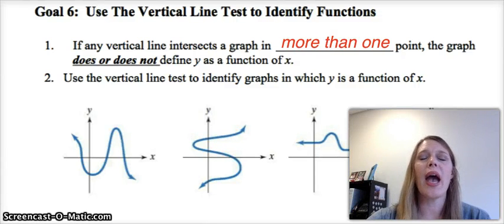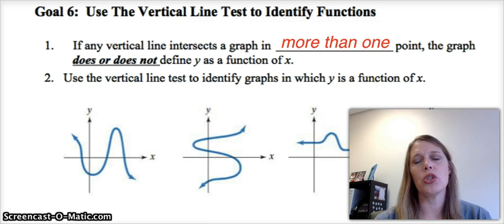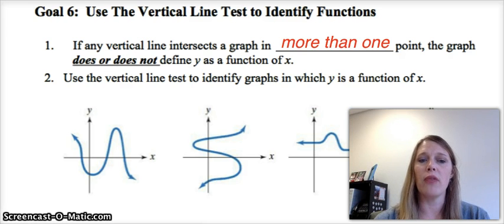We are continuing our study of Chapter 1, Section 2, where we are looking at and discussing the basics of functions. We're going to continue in Goal 6 by discussing the vertical line test and how we can use it to identify functions. So we're going to go through these two statements, and then I'm going to let you practice identifying whether or not the graphs below are functions.